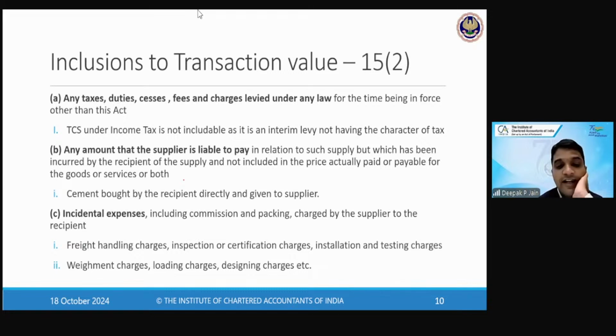Third is any incidental expenses. Somebody was asking, sir, please explain the incidental expenses. So I didn't get the second point. Can you explain again? Which second point, boss? On the cement example, cement we will already add that we have discussed. Now, what is the incidental expenses which gets added?